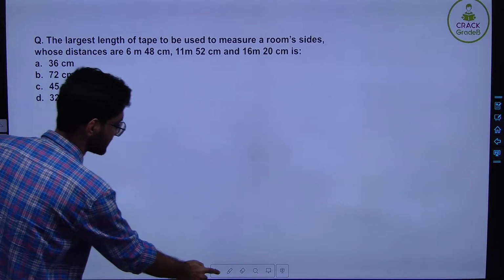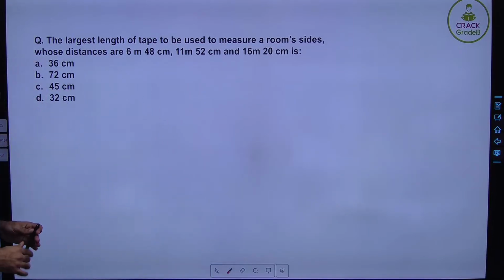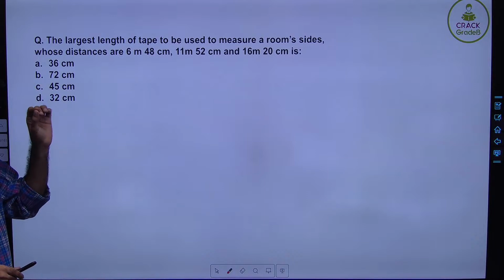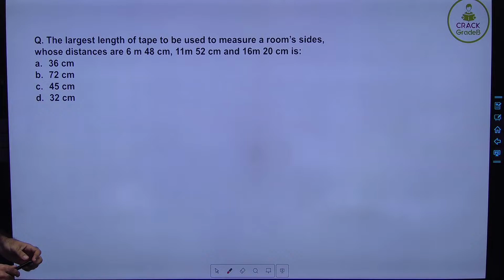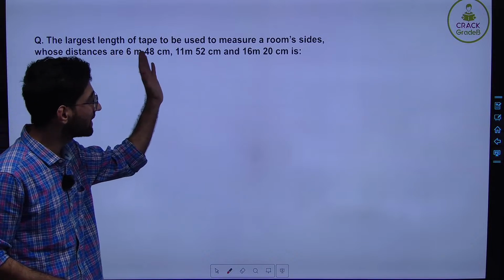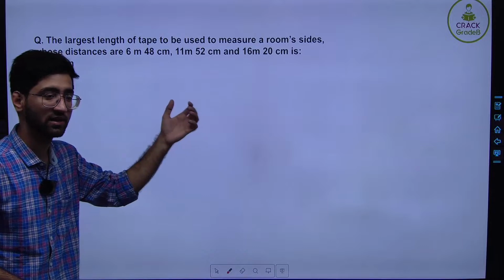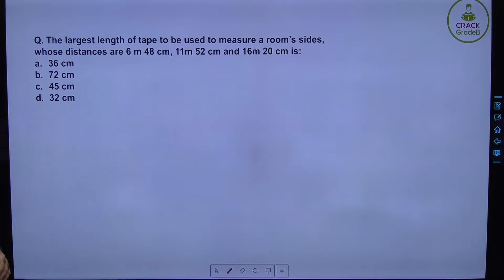Now try to answer this question. We solved one question related to the largest length of tape in the beginning of today's lecture, right? So try to answer this question either by using the proper method or by using the options. You are free to choose.